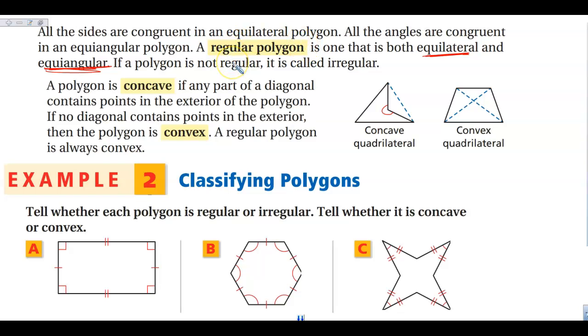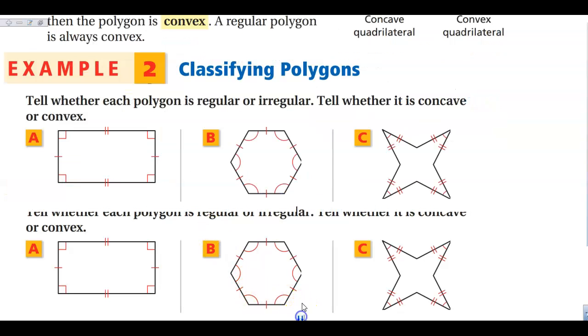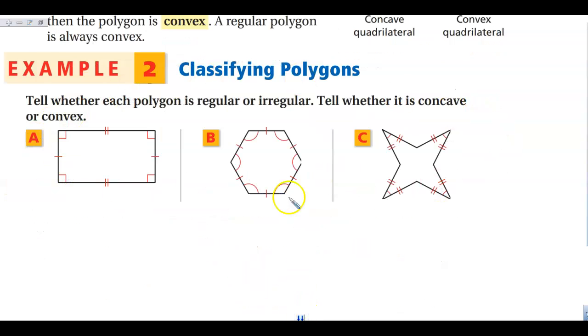But so the big key things here. So far we've talked about what is a polygon, how to name them, what a regular polygon is, and whether it is concave or convex. It's a lot of information real quick, so you have to stay with me and stay on top of it. So we want to know whether the polygon is regular or irregular, concave or convex.